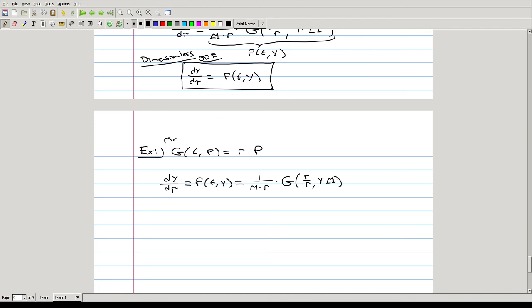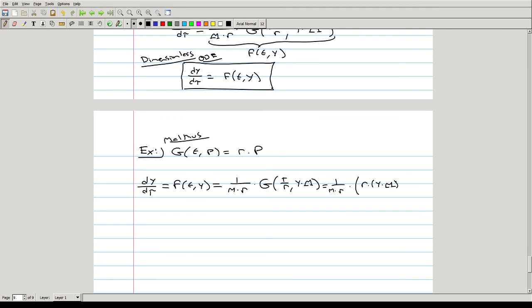So for the Malthus model, the non-dimensionalized differential equation becomes 1 over m times r times r times y times m, which just simplifies to y. So it's dy d tau is equal to y, which is a much simpler differential equation to solve because you don't have to keep track of any units. You can just get the units after you solve the differential equation and plug in at the very end.